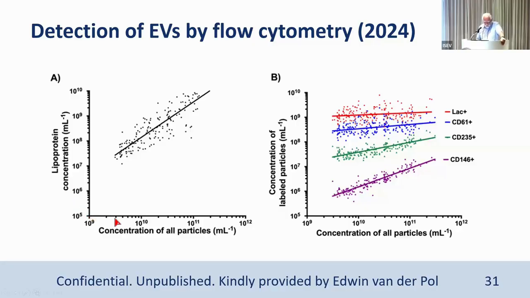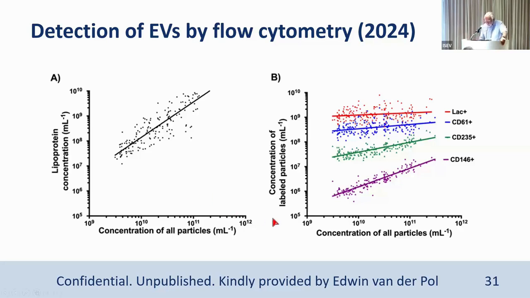But Edwin plotted the concentration of all particles measured in plasma samples on a logarithmic axis here on the x-axis. And here's the lipoprotein particle concentration. Now, you see there's a massive, very nice correlation between the concentration of lipoprotein particles and the concentration of all particles, which is not surprising. So the more lipoproteins, the higher the concentration of total particles.